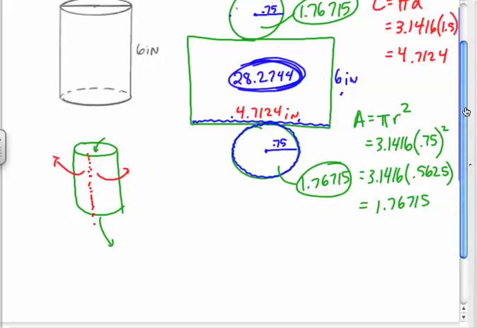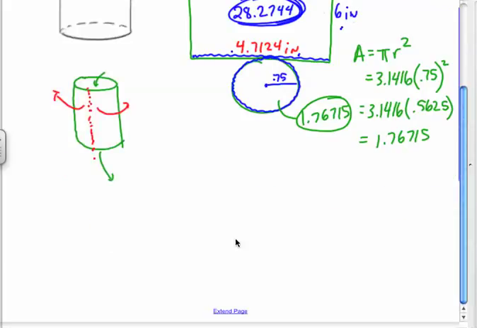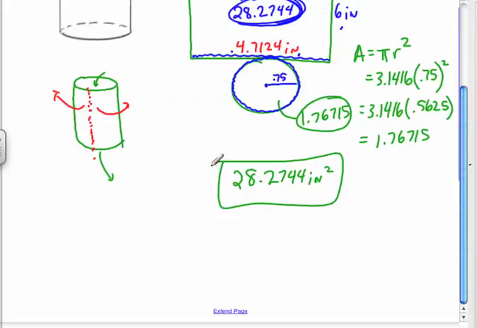And I'm going to get 31.80870 inches squared. And the problem didn't say what to round to, so I'm not going to round. I'm just going to let that be my surface area.